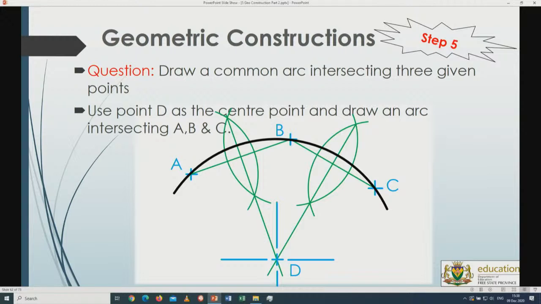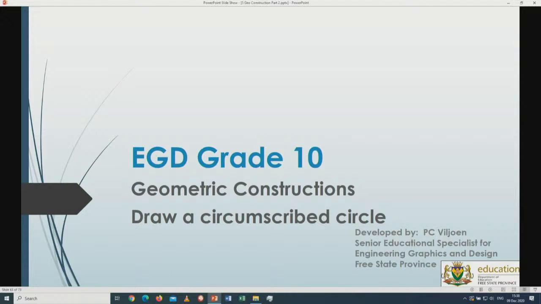Just join A with B, and then you simply get the bisecting point, join B with C, get the bisecting point, and if you join those lines with each other at an intersection point and you stretch your compass open towards A, it will also be the same distance towards B, and the same distance towards C. Right, so that is the one method.